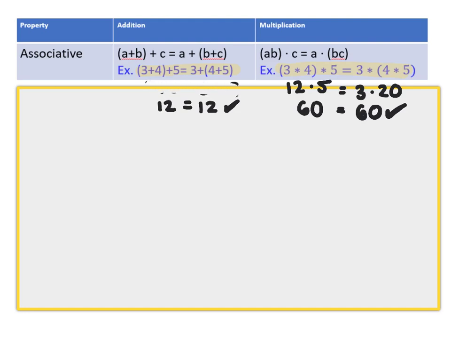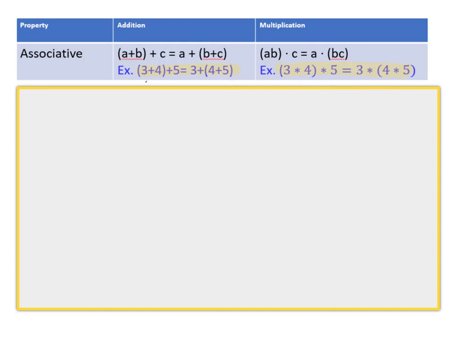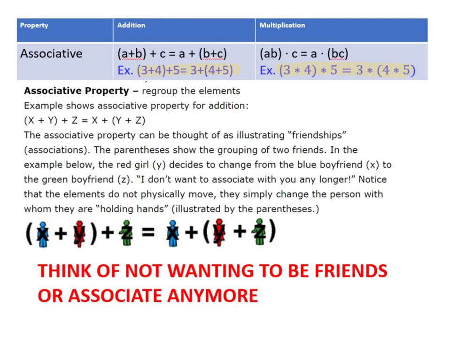Now, if we look at the example below, to help you remember it, it says that the associative property can be thought of as illustrating friendships or associations. The parentheses show the grouping of two friends. In the example below, the red girl decides that she doesn't want to change from her blue boyfriend to the green boyfriend, so she doesn't want to associate with them anymore. Notice that the elements do not physically move but change the person who they are associating with. So if you want to think of the associative property, you can think of it as not wanting to be friends or associate anymore. So you're changing who you're relating to.